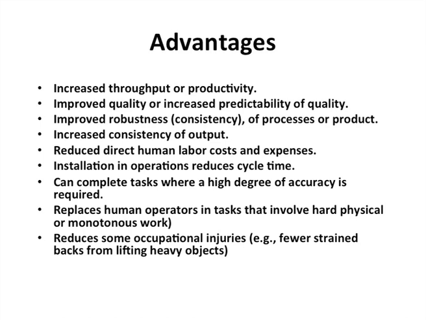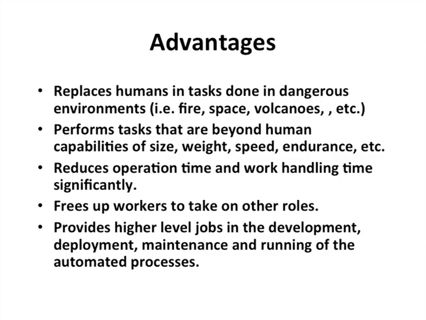It can complete tasks where a high degree of accuracy is required. It may replace human operations in tasks that involve hard physical or monotonous work. It may reduce some occupational injuries. Automation replaces humans in tasks done in dangerous environments like fire, space, volcanoes, etc.